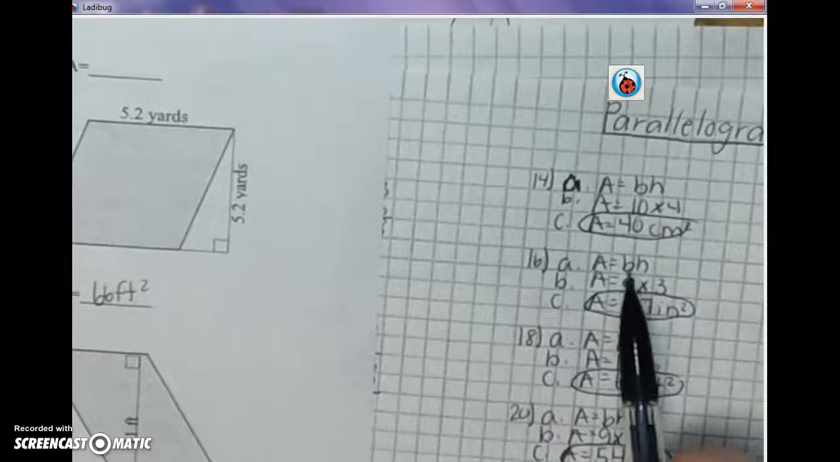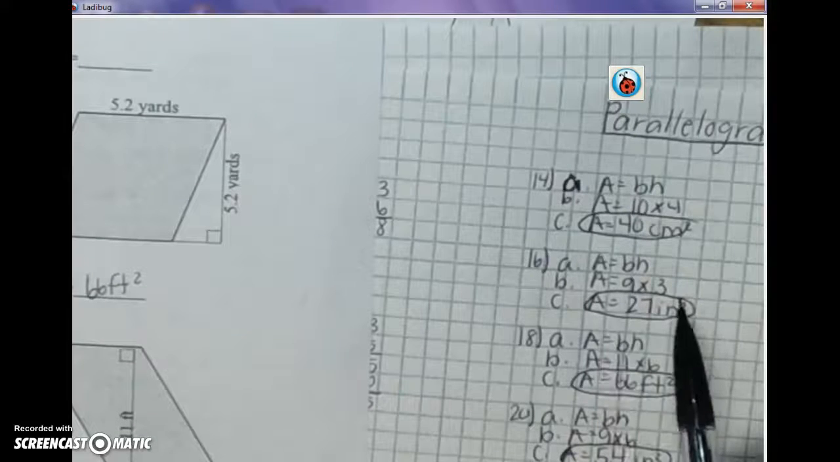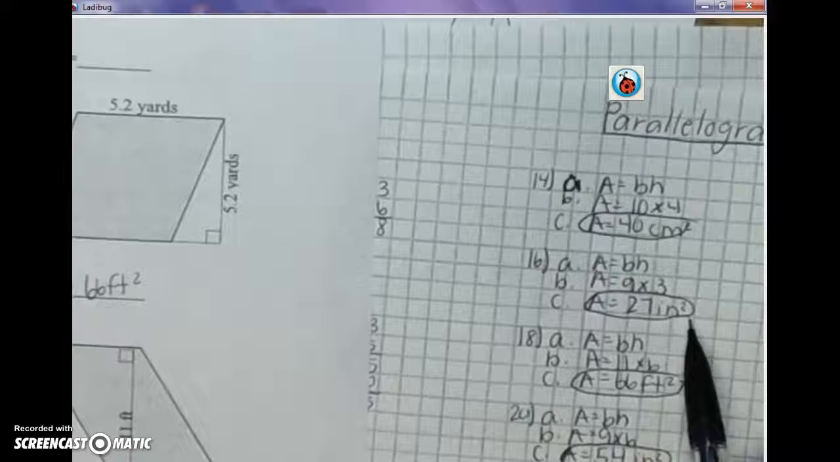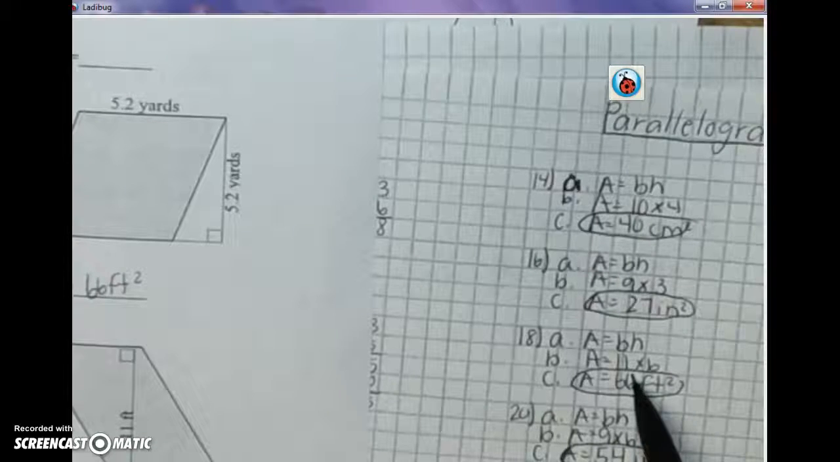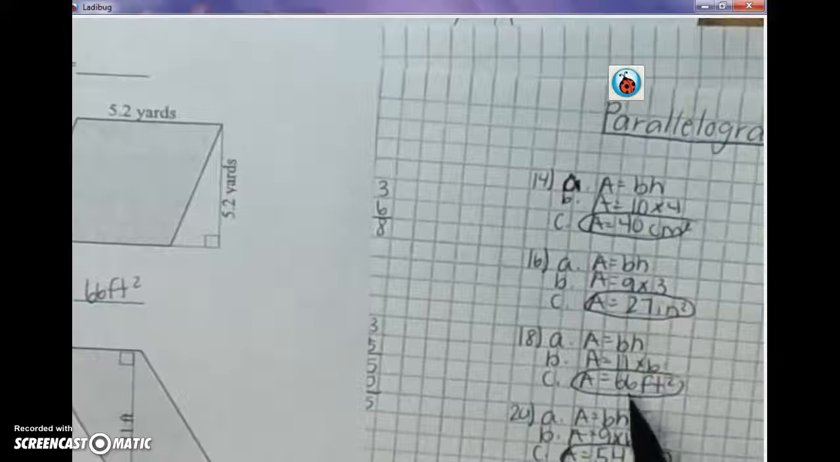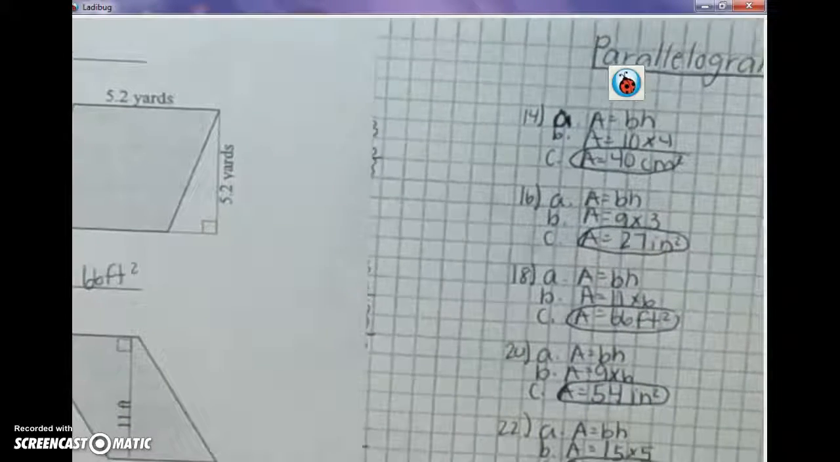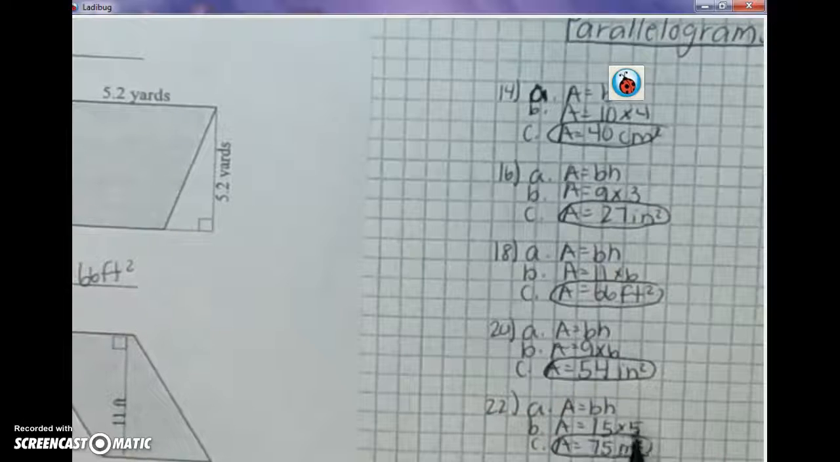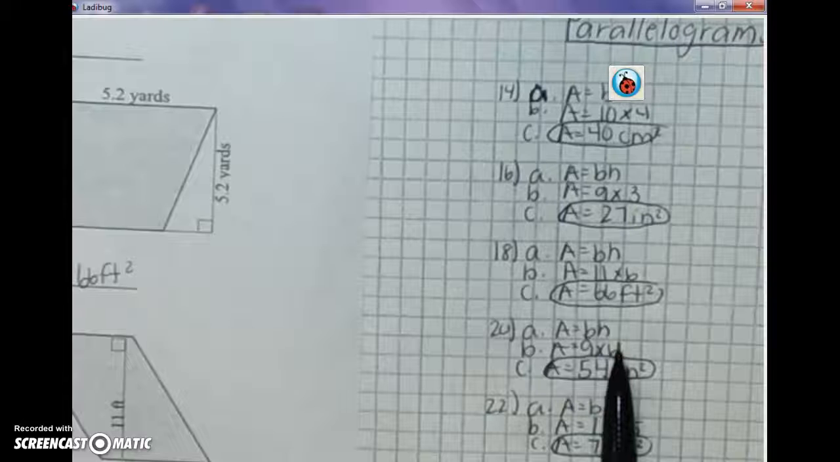On 16, area equals base times height. On 16, the base and the height were 9 and 3, and you got 27 inches squared. Number 18, base times height. So that's 11 times 6, and that is 66 feet squared. And finally, number 20, we have area equals base times height. Our base and our height on number 20 were 9 and 6. 9 times 6 is 54 inches squared.